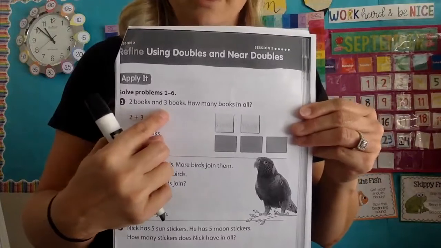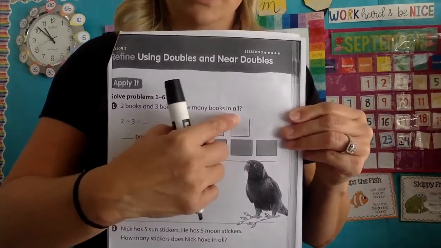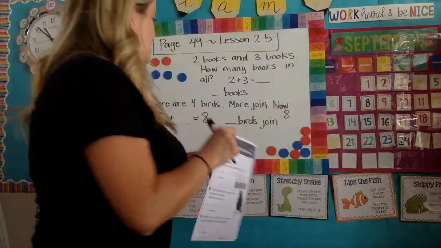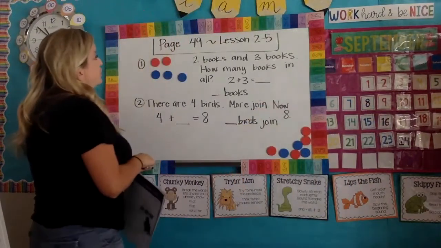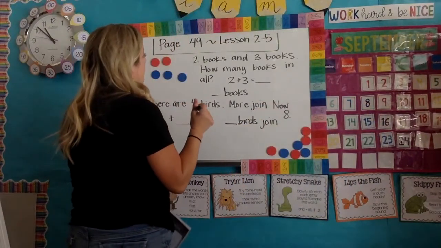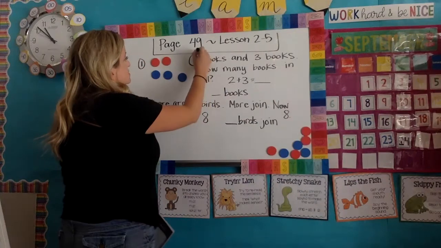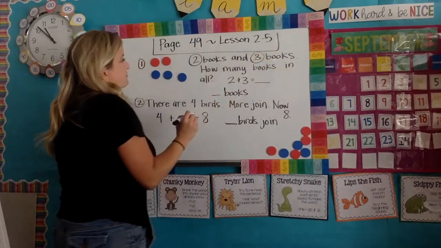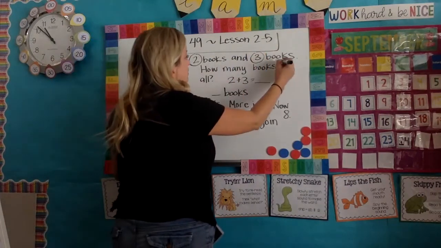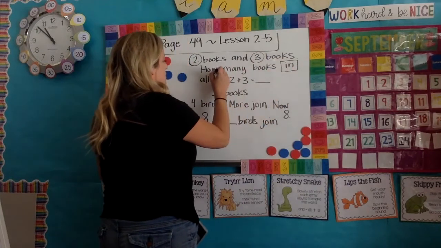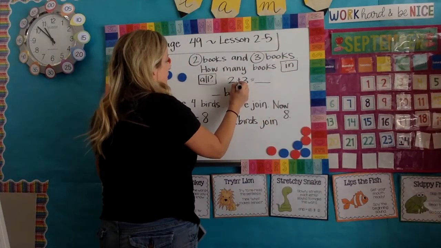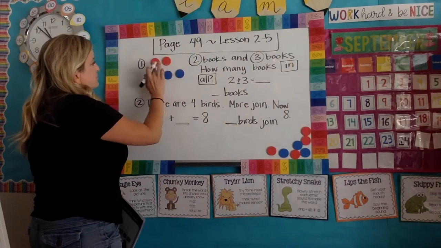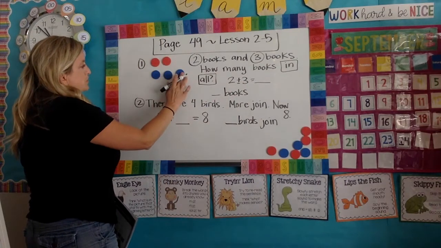2 books and 3 books. How many books in all? This is what we've been practicing, where you are going to circle the numbers, circle 2, circle 3. How many books in all? Your word clue is in all. That tells me I'm adding. I have 2 books plus 3 books.